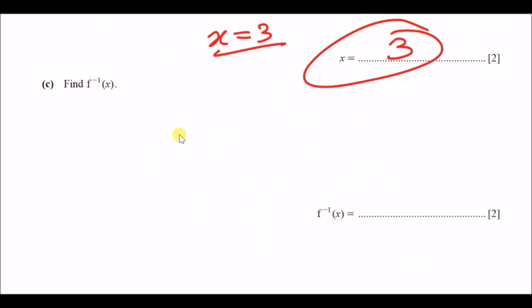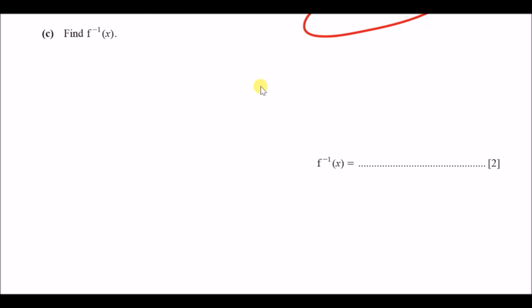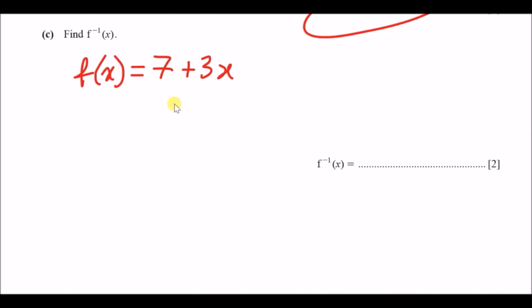And now finally, this notation is known as the inverse function of f. So all we're concerned about is the f here, 7 plus 3x. So let's go ahead and write it down for a second here. f(x) equals 7 plus 3x. To obtain an inverse of this, all you have to do is firstly rewrite this in terms of y. So f(y) equals 7 plus 3y, and equate it now to something known as x.